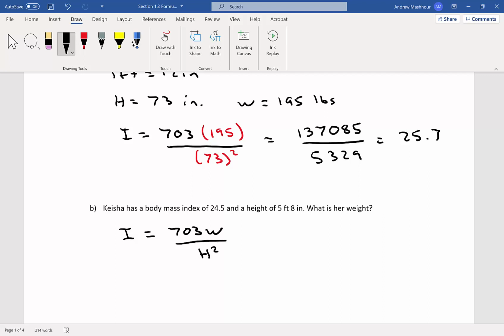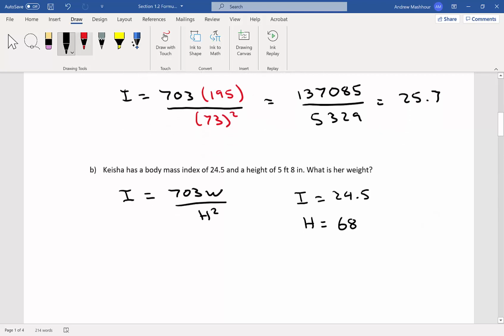Okay, so this time we're given I. So I is equal to 24.5. And then we're given height. Remember, height, we have to convert it into just inches. So first, 5 feet. 5 times 12 corresponds to 60. So the 5 feet is 60 inches. Plus that 8, you get 68 inches.